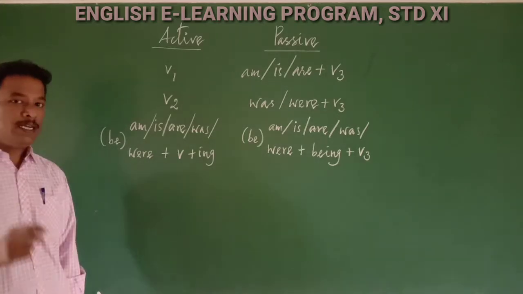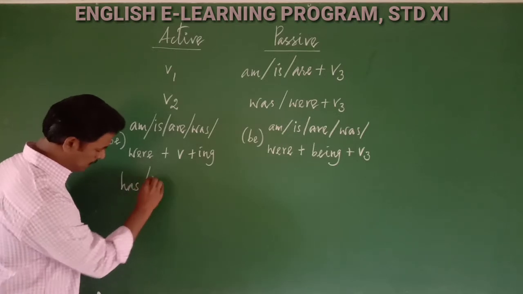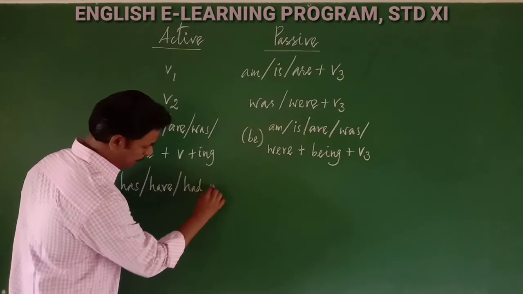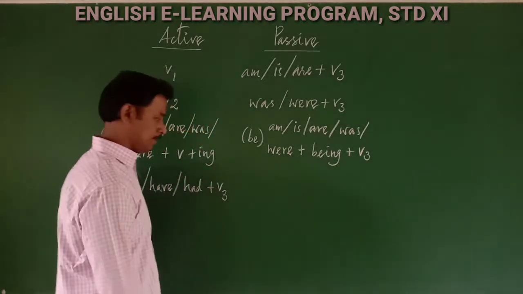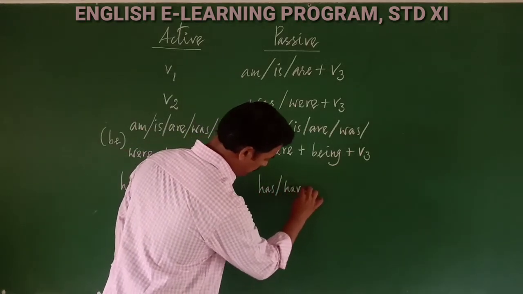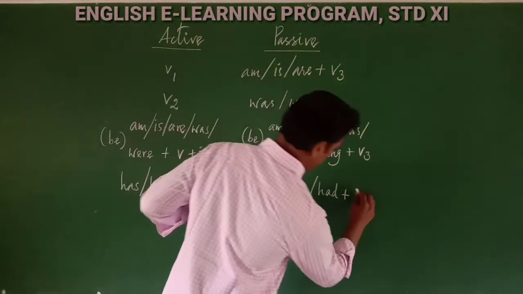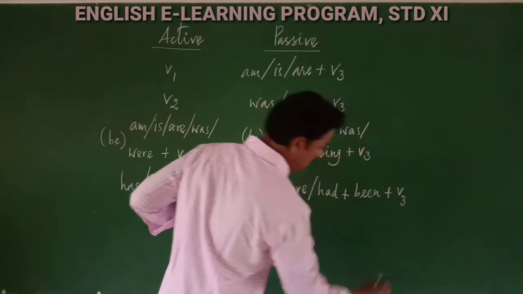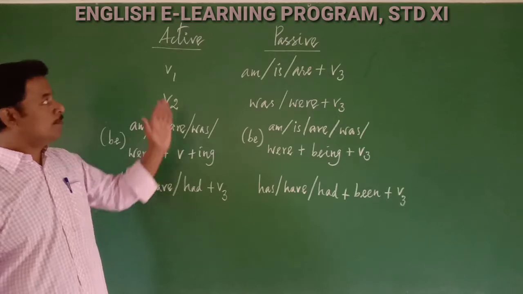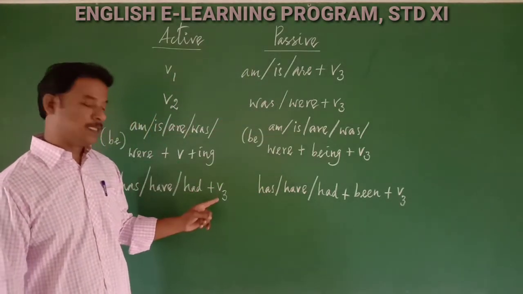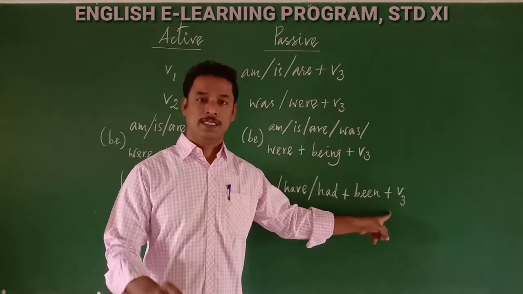Next one. If you find the have group in active voice, the rule must be has or have or had, and the verb form should be in past participle. Whereas in passive construction, we have to use the same have group verb, has or have or had, plus, before this verb 3, we have to add be, and then as usual follow the verb 3 of this base form. In this area, both active and passive voices take the third form of the verb.